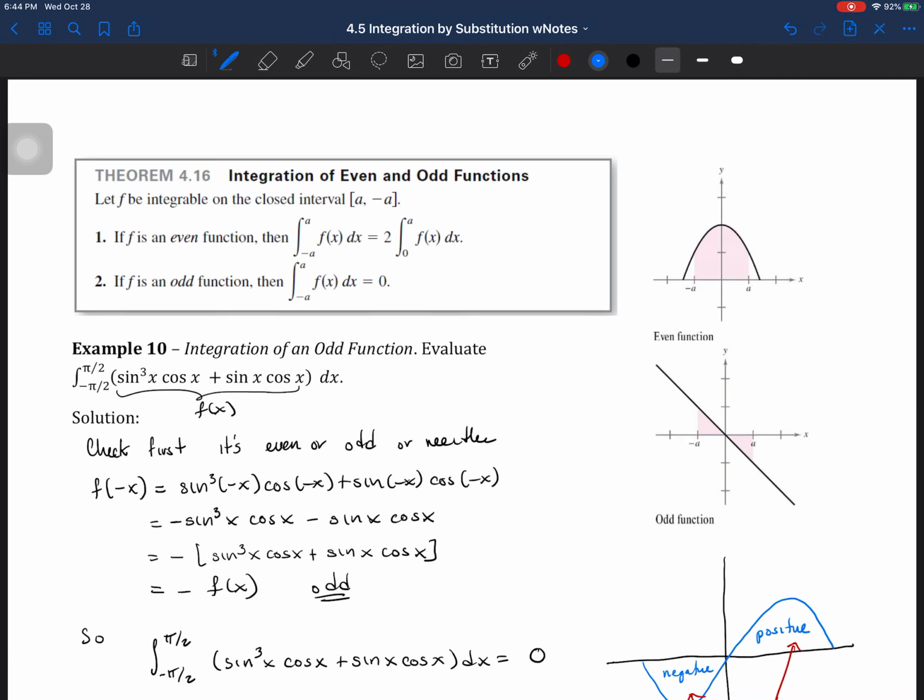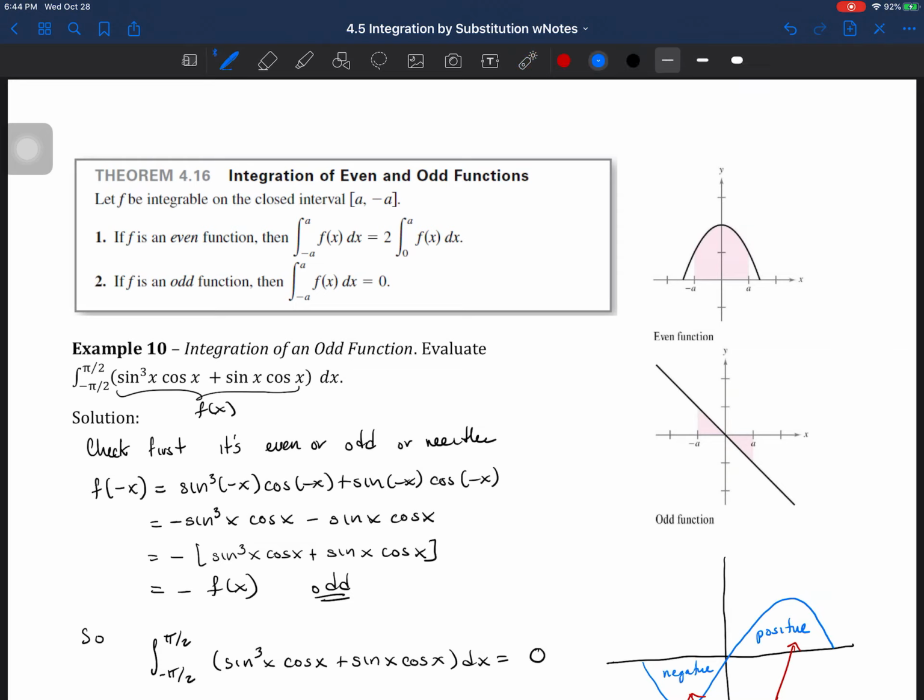Assuming that f is an integrable function on a closed interval from -a to a, if f is an even function, what this is suggesting is that if we're taking the integral from -a to a of f of x, then this will equal 2 times the integral from 0 to a of f of x dx. And sort of this is what's happening.